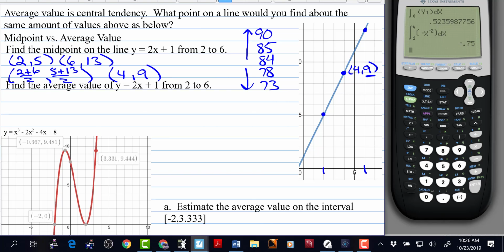To find the average value of a function, you take 1 over b minus a, 6 minus 2, times the integral from a to b, 2 to 6, of the function, which is 2x plus 1.